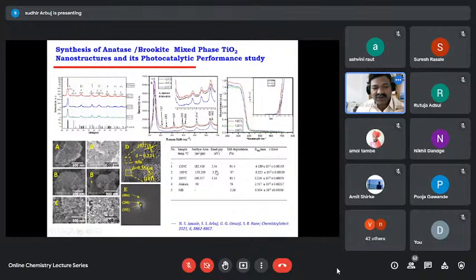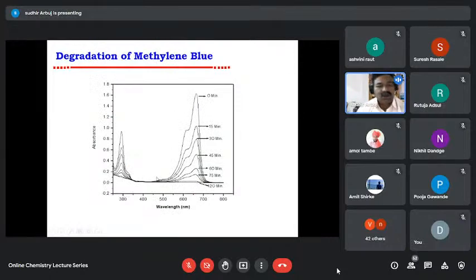Band gap is around 3.3 electron volts, and then the dye degradation is observed. Whatever we have prepared at 160 degrees shows the highest dye degradation, 6.32 into 10 to the minus 2. It's the rate constant. Okay. So within 2 hours, it completely degrades methylene blue. Okay. So this is how we check the degradation of this methylene blue.